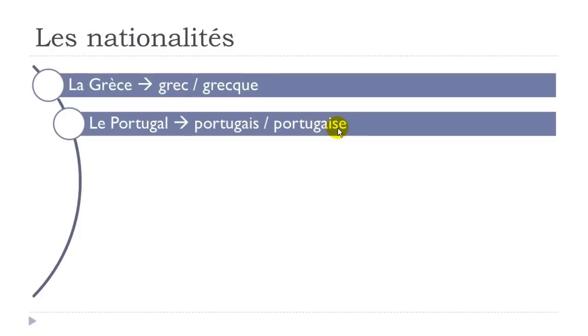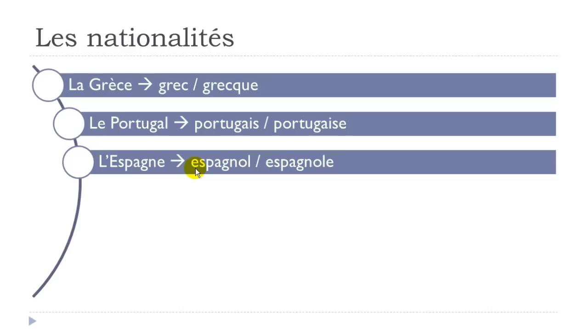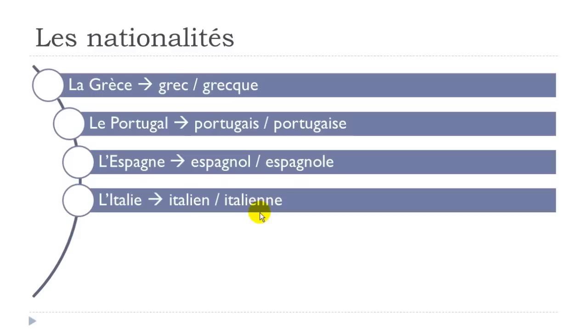And then, l'Espagne, espagnol, gne gne gne, remember, espagnol. So you get this final E for the feminine form, but phonetically it's the same. L'Italie, italien, italienne. Remember, when you get this E, followed by a double consonant like here, then you will have to open it. Italienne, italienne. Okay?